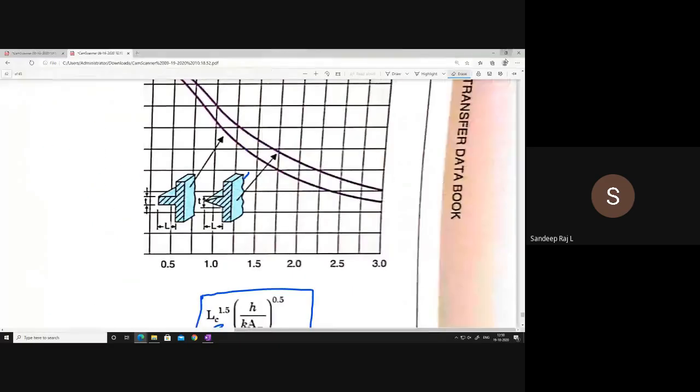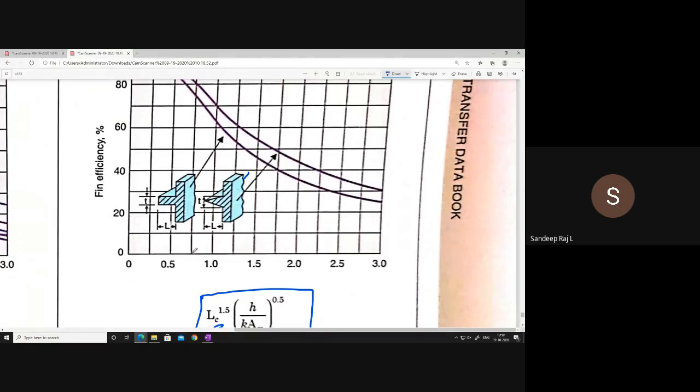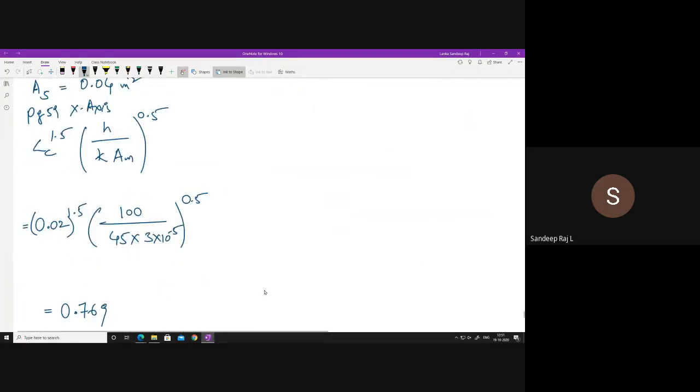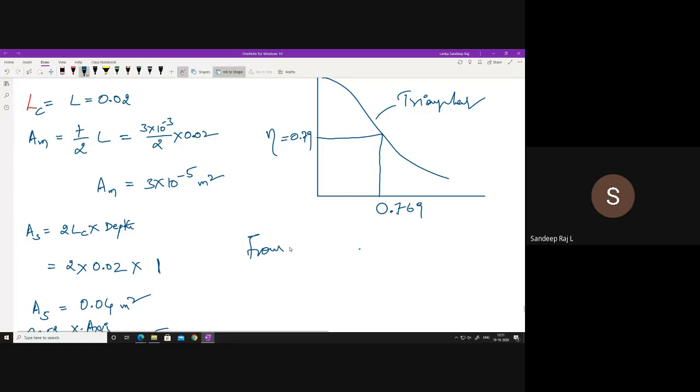If I have to take 0.77 from this, I'll have to take it somewhere over here, because this is 0.75. Somewhere near to this, you will have a curve. The triangular fin curve is on the top here. So if I read it here, I get the efficiency. What is the efficiency? This is 1 less than 80, so you get 0.79, 79%. So approximately you can take 0.79. The efficiency you got from the graph is 0.79.